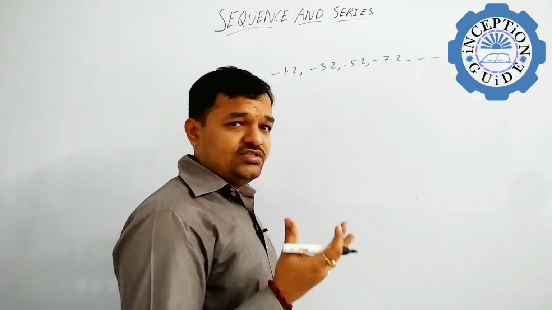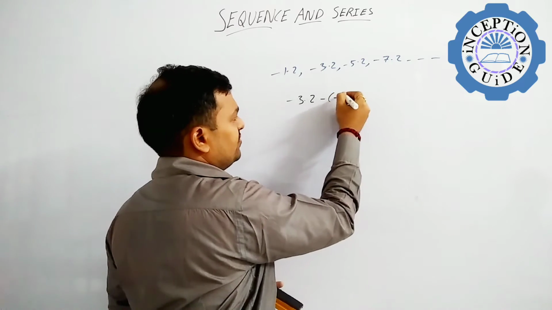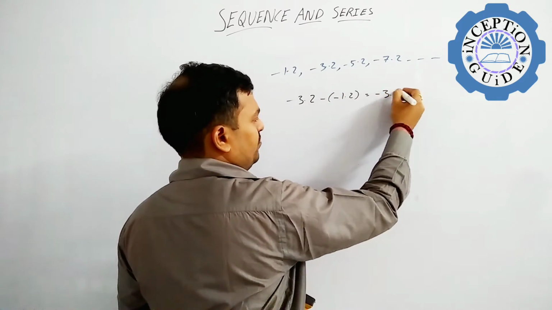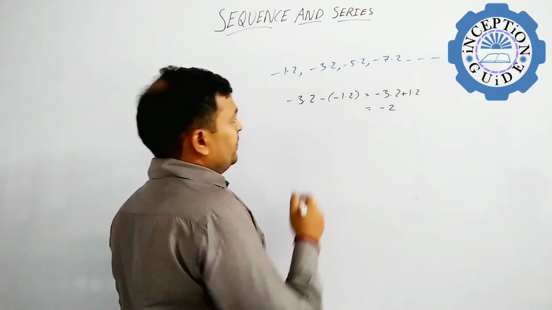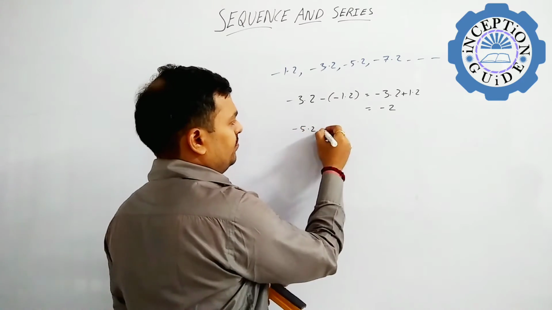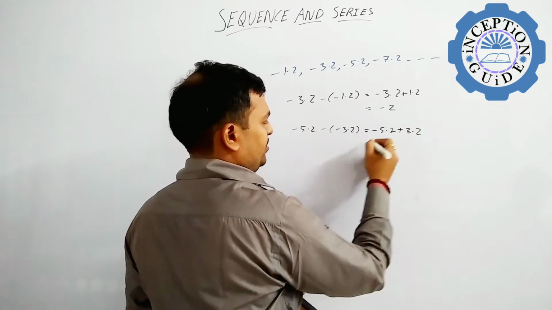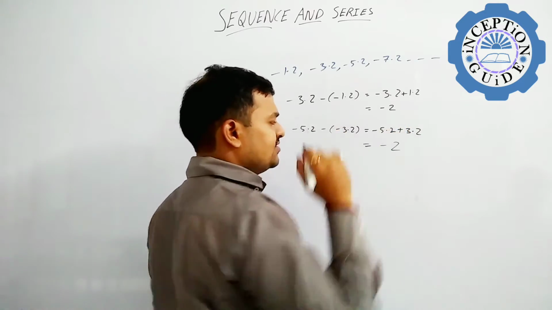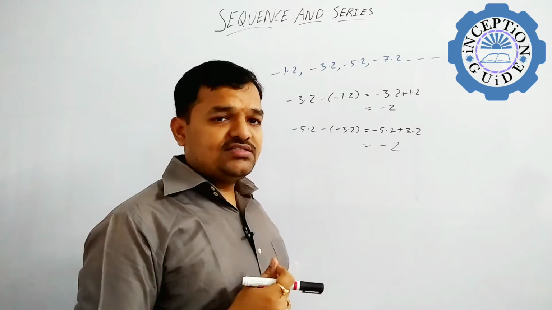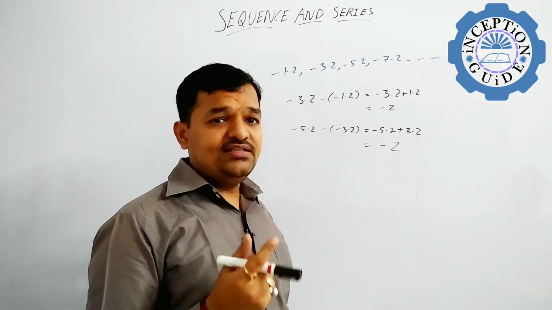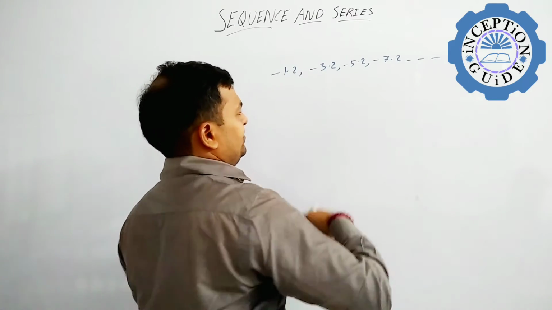We have to again take out the common difference, just subtract. So minus 3.2 minus of minus 1.2 will be equal to minus 3.2 plus 1.2, which will be equal to minus 2. Good. Again, minus 5.2 minus of minus 3.2 will be equal to minus 5.2 plus 3.2, and again the answer will be minus 2. Yes, students, as we can again see, the common difference is minus 2. So again this series is in AP. Excellent.